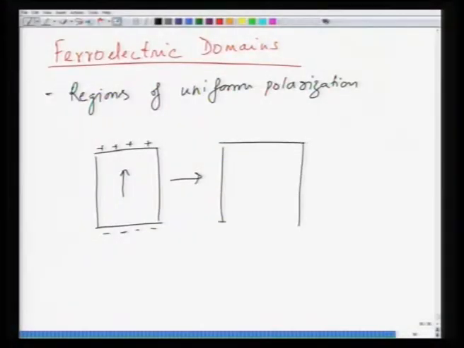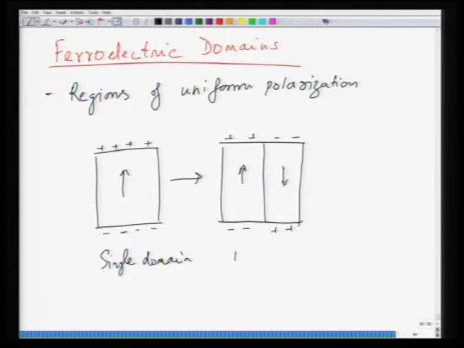So, for instance, in a state like this, it translates itself into two states. The net charge density on the faces of the crystal goes down as a result of the formation of two domains. So, here you have a single domain, and here you have multiple domains.